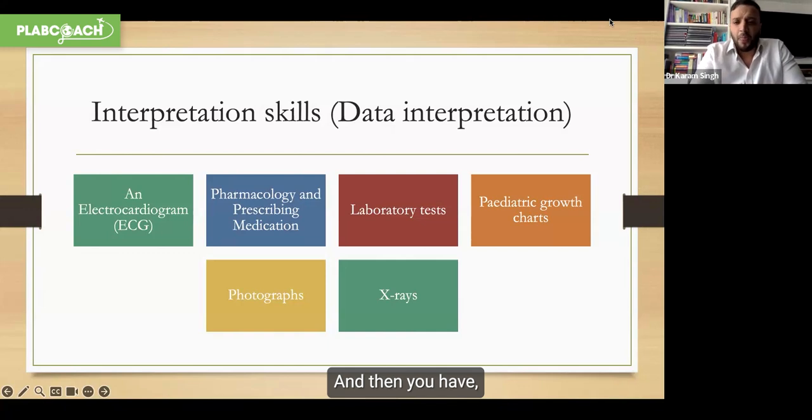And then you have other things that are slightly more obscure, like, for example, pediatric growth charts and NEWS charts, and prescribing and pharmacology, drug interactions. All of these, again, unfortunately, are tested, and I'm going to try my best to go through as many different variants of questions as I can to make you confident when the exam comes.